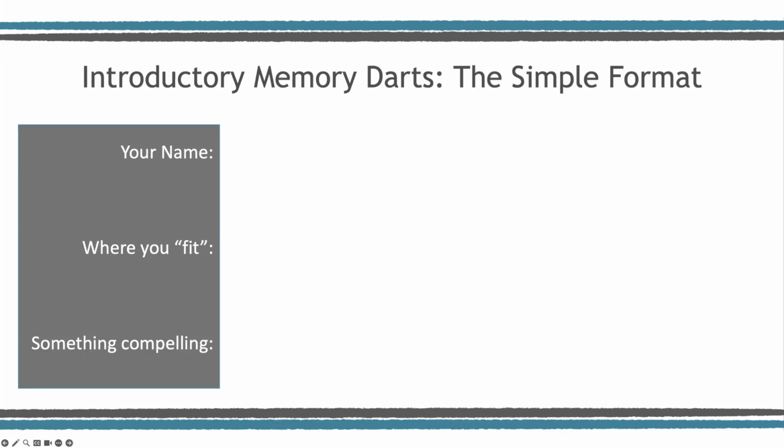Okay, the human brain wants to know, where do you fit? Are you with this kind of company, that kind of company? Do you do this kind of role? Are you a teacher? Are you a plumber? Are you a lawyer? We will categorize. We have to categorize people. So we need to let people know right away what our category is. Then something compelling. So this is how that goes.